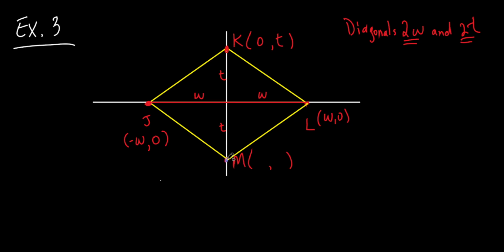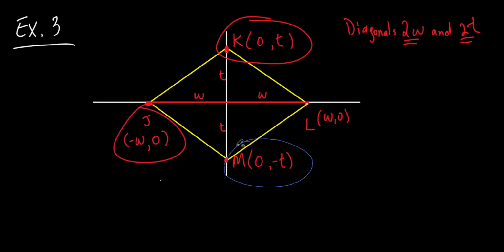And now you should be able to do this one. Where is this point going to be? Well, it's going to be 0, right? Because you don't go anywhere on the x. And you go what? Down t, so it's negative t. And that's what they wanted. So that's one of your answers. That's one of your answers. And this is one of your answers. That's what they asked for.